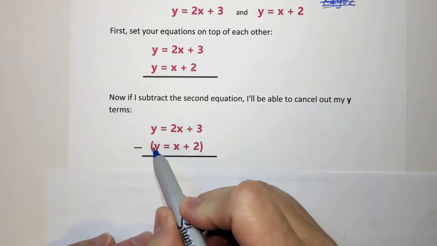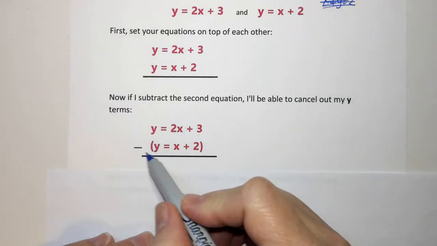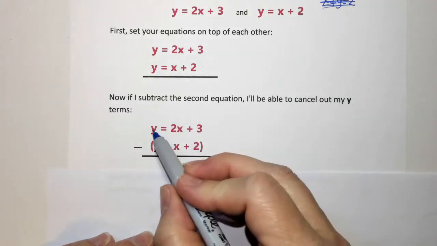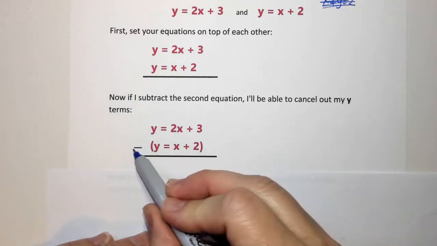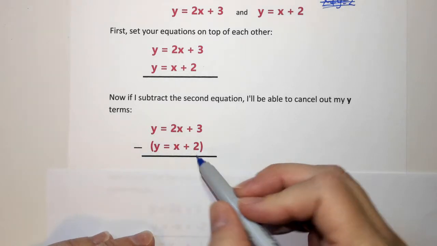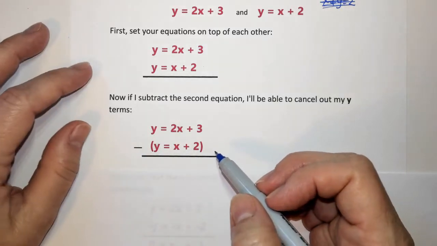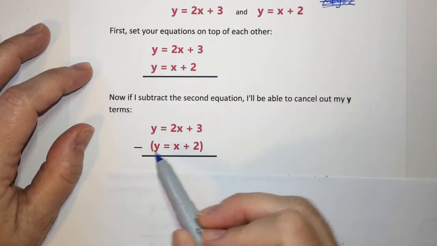I want to subtract the entire second problem here. So make sure when you're going through that you say y minus y, then 2x minus x, and then 3 minus 2. A lot of students really struggle making sure that they don't ignore this negative sign that should go throughout the equation.